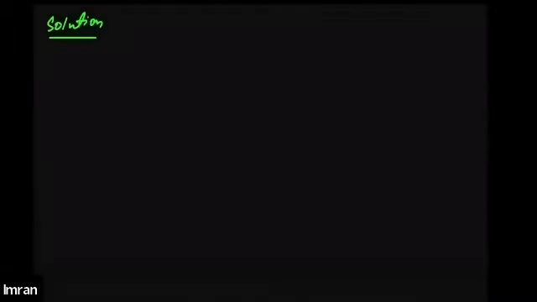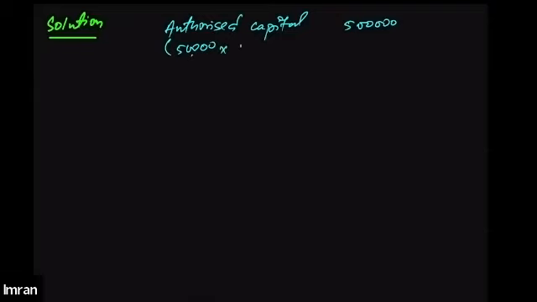First of all, let me write down the important elements of this question. Authorized capital is how much? It is 5 lakhs divided into 10 rupees shares. That means a total of 50,000 shares are there for this company, having a face value of 10 each.